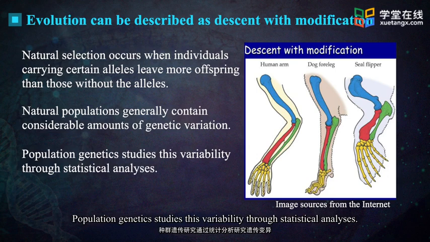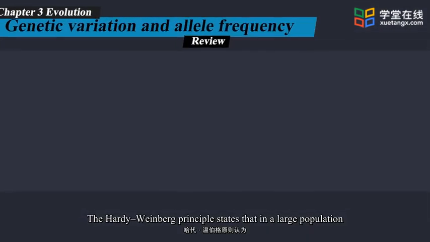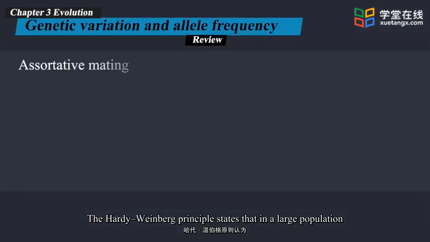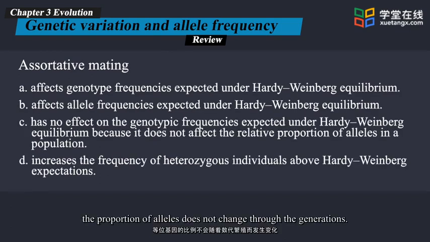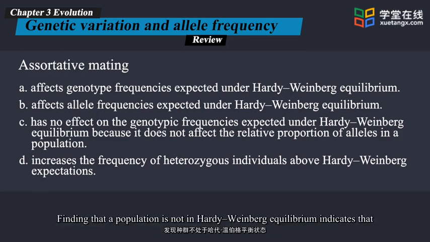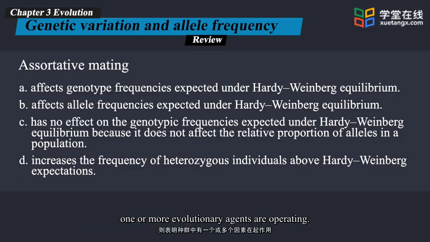Population genetics studies this variability through statistical analysis. The Hardy-Weinberg principle states that in a large population with no selection and random mating, the proportion of alleles does not change through the generations. Finding that a population is not in Hardy-Weinberg equilibrium indicates that one or more evolutionary agents are operating.